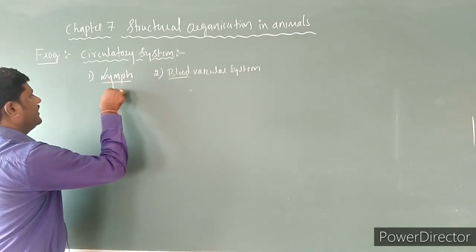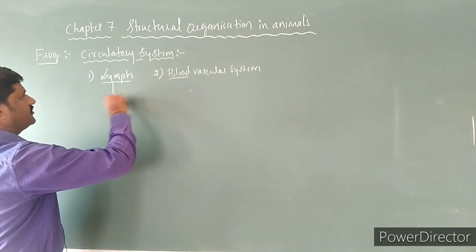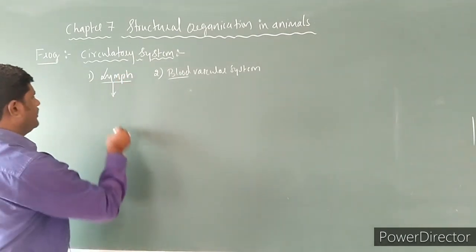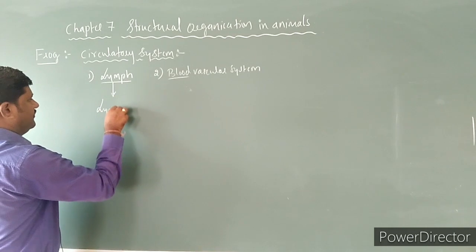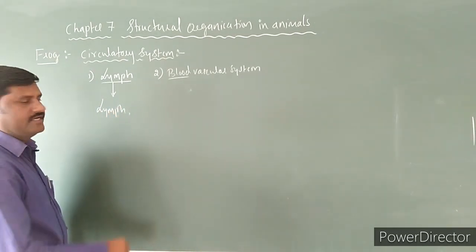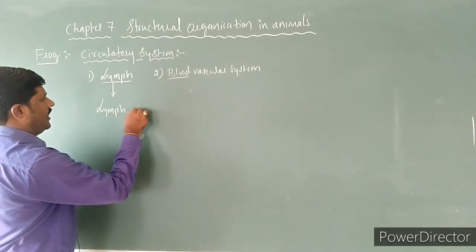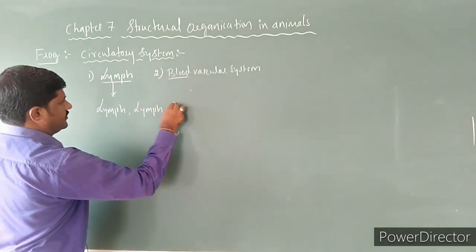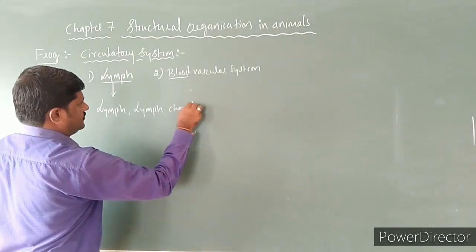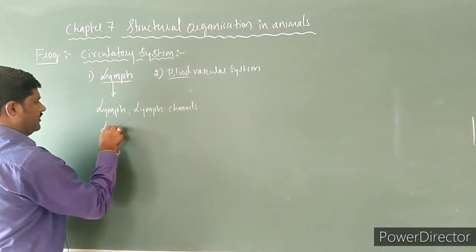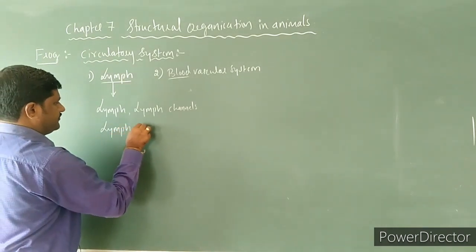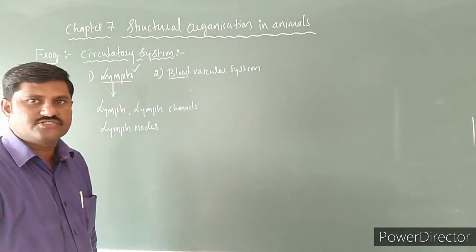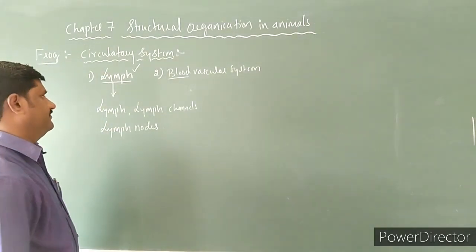So this lymphatic system mainly consists of lymph, which is the fluid commonly known as colorless blood, lymph channels as well as lymph nodes. So these are the structures which are present in the lymphatic system of this frog.